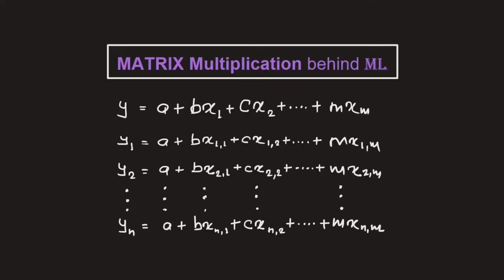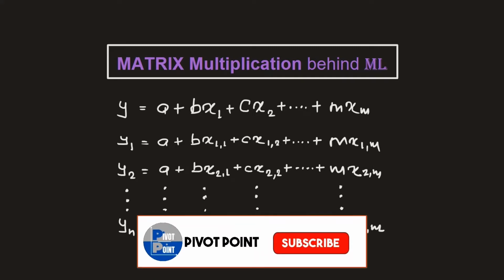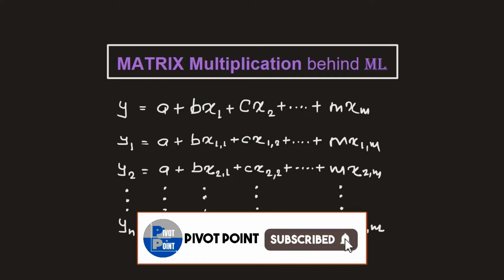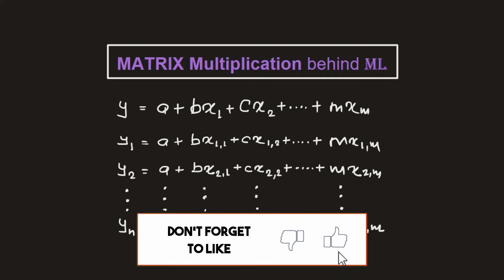Hello all and welcome back to this new lecture in this series of mathematics for machine learning. In the previous lecture we have seen how to do matrix multiplication with another matrix or another vector, and within this lecture we are going to see how the same operation is happening behind a machine learning model or a regression model. Also, if you have not covered the previous video, then I suggest that you watch that video first and then come back to this one to have more clarity.